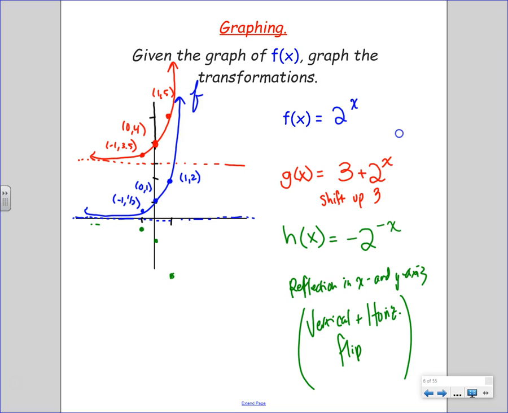But if I was to catch it right now, I've only done what flip? Vertical. Wait. How do I flip the horizontal asymptote? Can I flip it? Isn't it 0? It's here. Yeah, 0 flipped is still 0, so it doesn't matter. But just in case, I was ready.